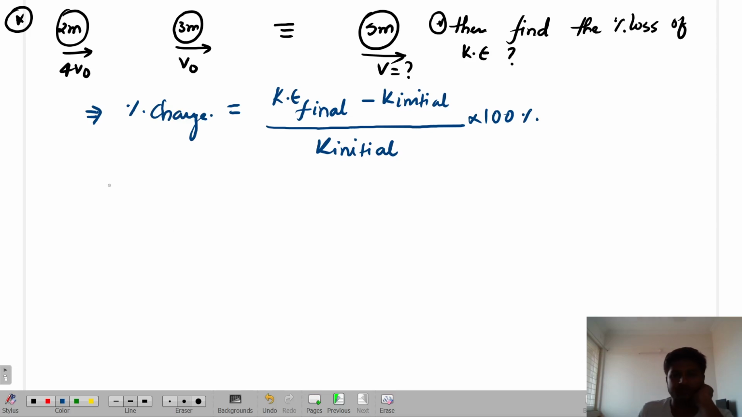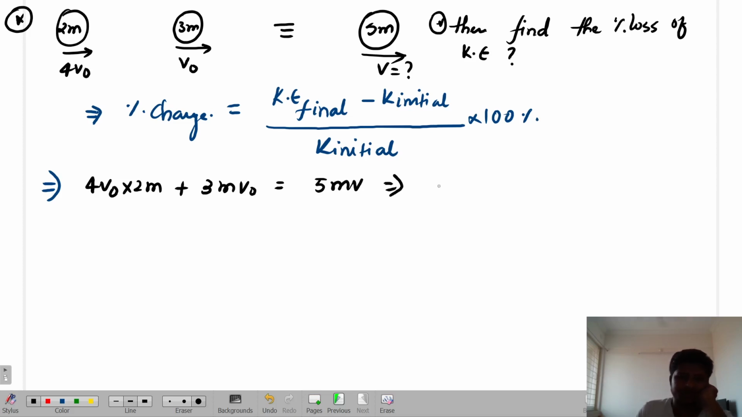So look over here. First of all, I need to find the final velocity to get the final kinetic energy. So if I apply initial momentum equals final, I'll directly write 4v naught into 2m plus 3m into v naught is equal to 5mv, isn't it? So this implies v is equal to how much? 11 v naught by 5. Is that clear or not?